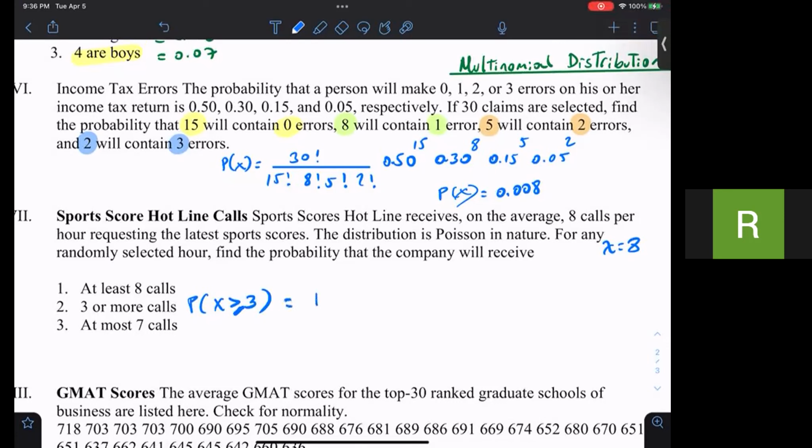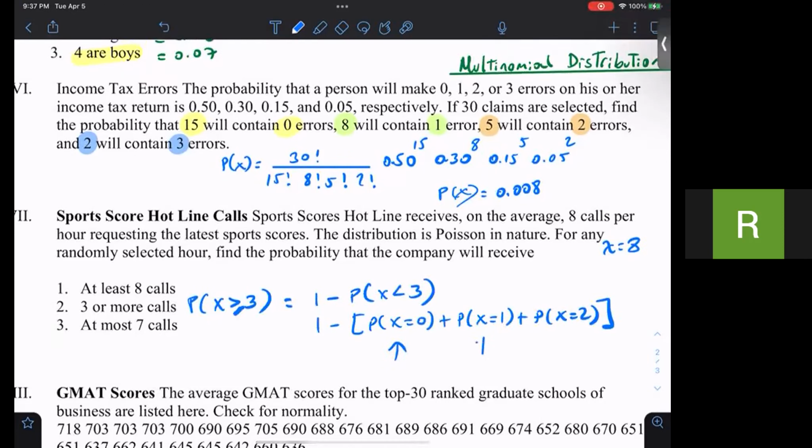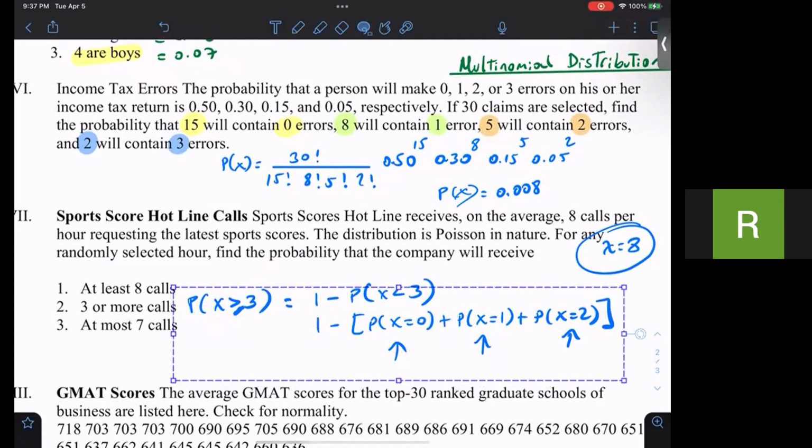So that means you can do 1 minus the complement, right? 1 minus x less than 3. So that implies that this is 1 minus the probability of x of 0 plus x of 1 plus x of 2. And that's it, right? Because in this case, I don't need to include 3. And you will need to do the Poisson distribution again. P of x equals 0, P of x equals 1, P of x equals 2, and the same mean or the same lambda because it's the same average, right? And that's what you need to do. 3 or more means this, right?